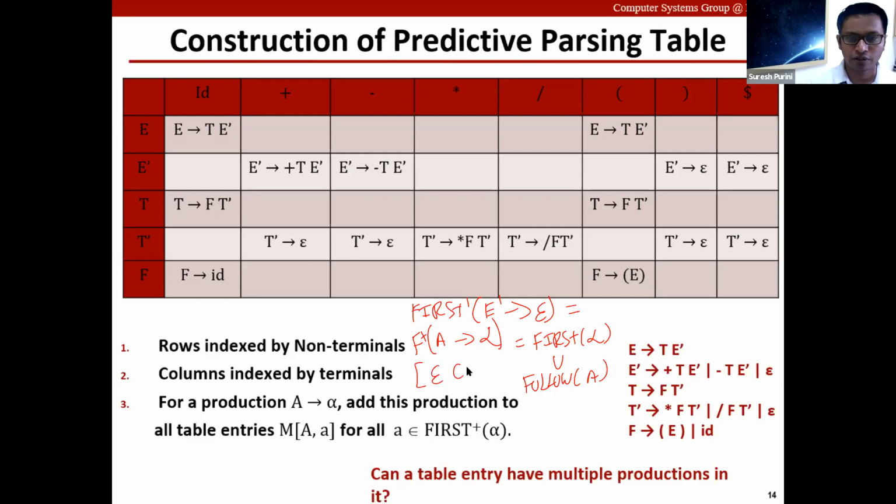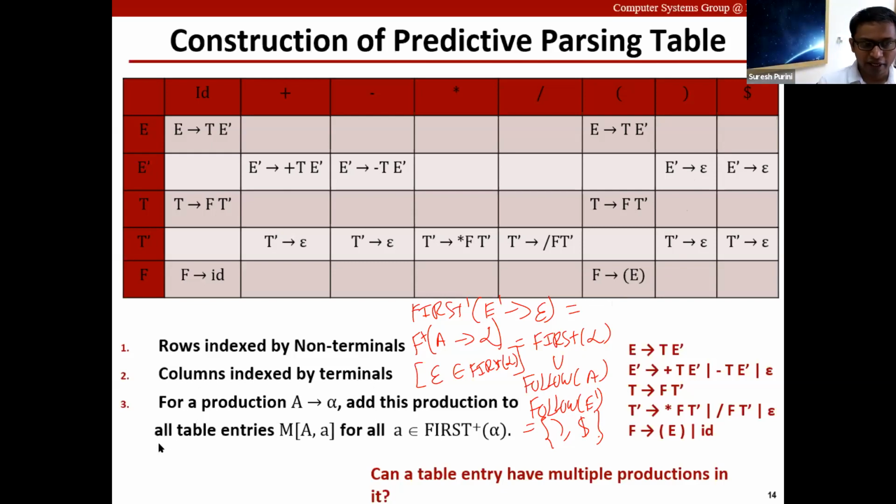If epsilon belongs to first of alpha. In this particular case, epsilon trivially belongs to first of alpha because alpha is nothing but epsilon. And so we have to include follow of A in the first plus set. And if you compute follow of E prime, it turns out follow of E prime is equal to follow of E, which contains these two, right parenthesis and dollar. How is it the case?